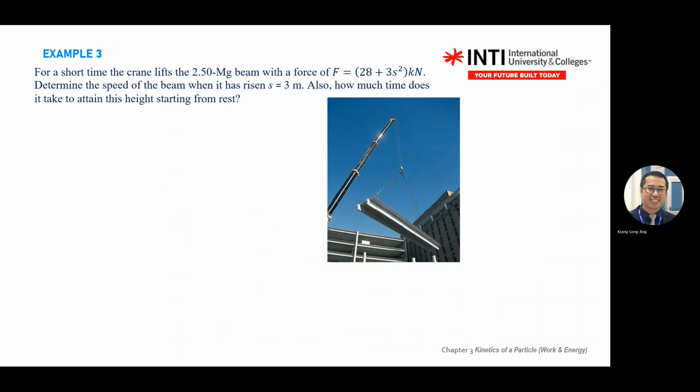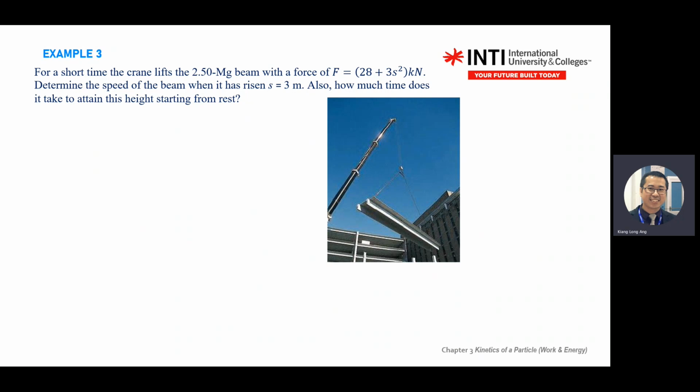Okay, now this one is more of a civil case. For a short time, the crane lifts 2.5 megagram. In a test or final exam question, we will play around with the units. Most of the time when we deal with mass, we will use megagram. But in your calculation, you need to use SI units, which is kilogram. Okay, take note of that.